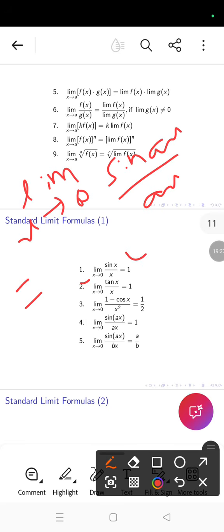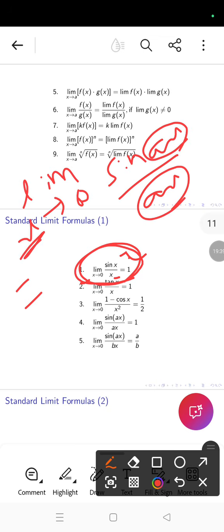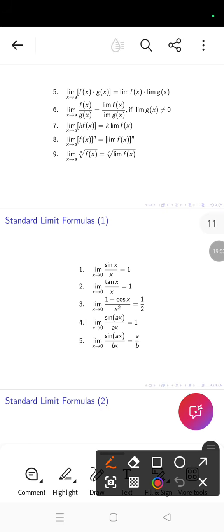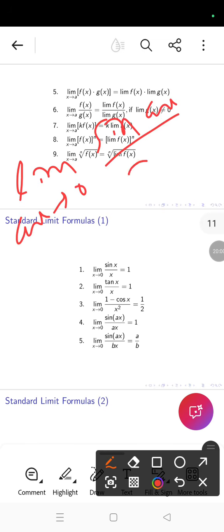Here x, here x, here is also x. In this formula, on the left hand side, x tends to 0, sin x by x. But here it is ax, and here x only, x tends to 0. We know that when x tends to 0, ax also tends to 0. Now this limit can be written as the limit ax tends to 0, sin ax by x. Now take this ax as y.